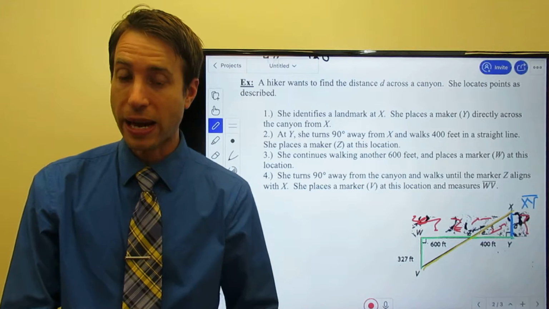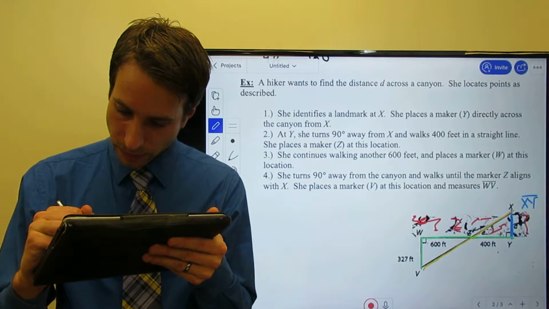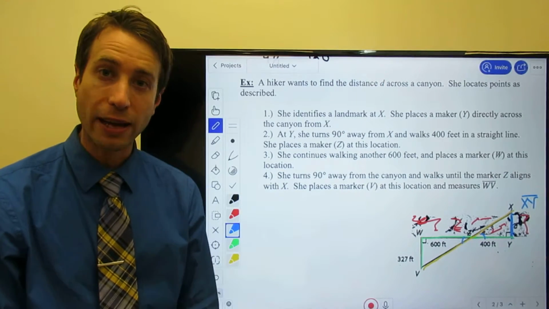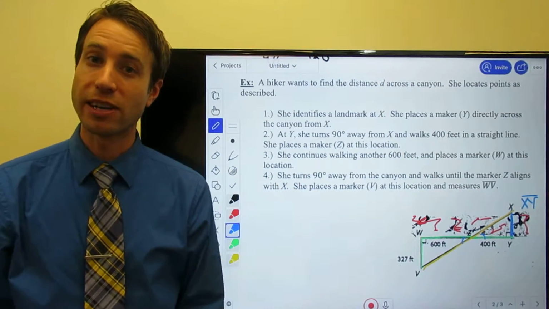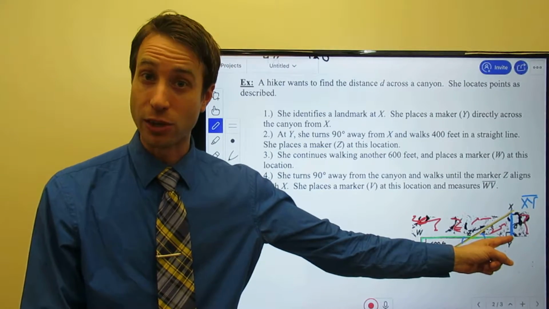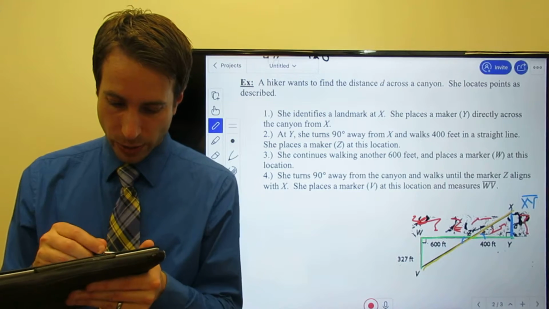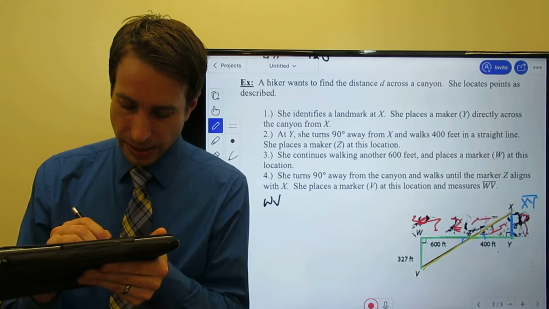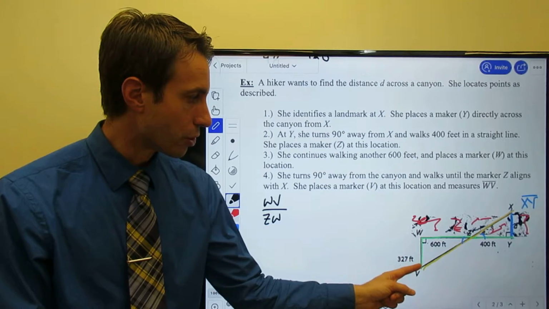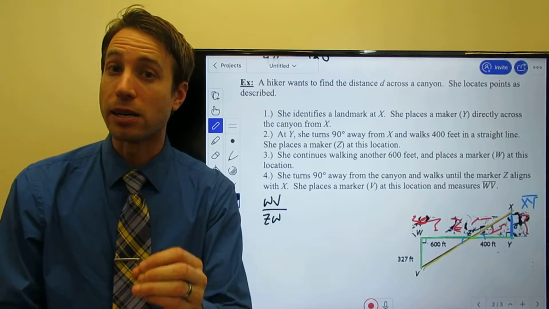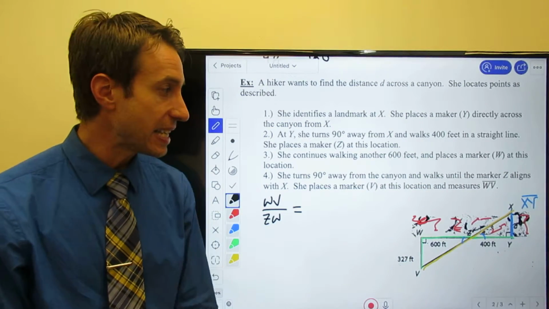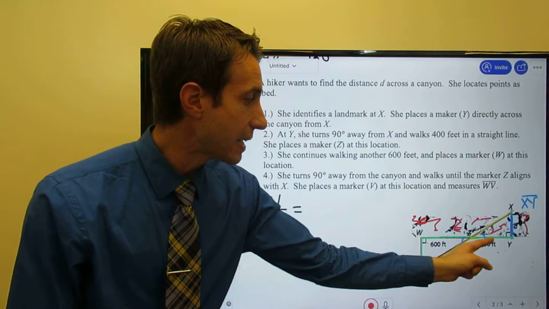Now, why? We already talked about the fact 90 degrees, 90 degrees. That's one congruent angle. Where's the other one? Vertical angles. These triangles now have vertical angles, and we know vertical angles are congruent. So by the angle-angle triangle similarity theorem, I know these triangles are similar. We're going to set up a proportion and solve for the part we don't know, the distance across the canyon. WV is proportional to ZW. Now, because the triangles are similar, that ratio has to be equal to XY divided by YZ.